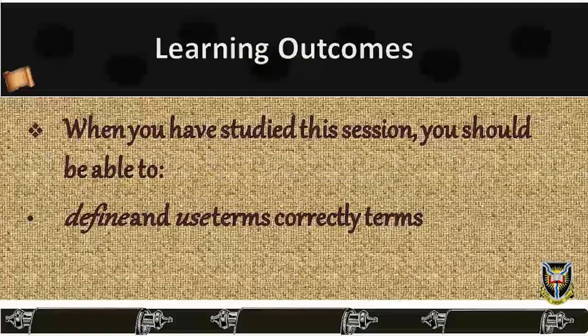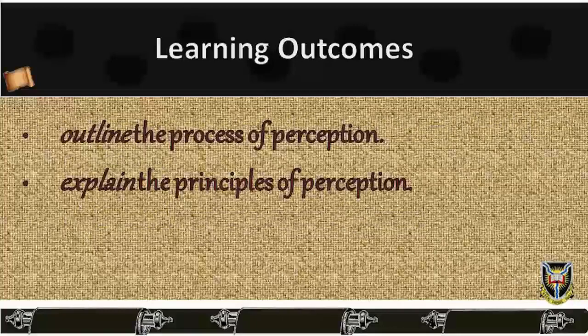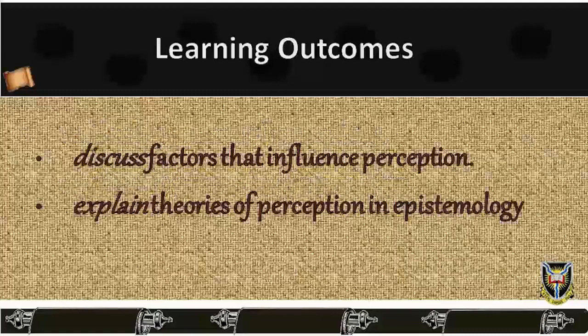Define and use correctly the following terms in bold: perception, detection, recognition, discrimination. 2. Outline the process of perception. 3. Explain the principles of perception. 4. Discuss factors that influence perception. 5. Explain the theories of perception in epistemology.